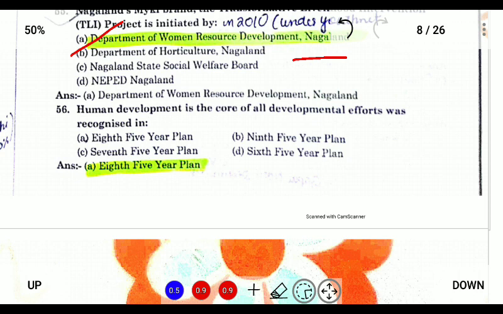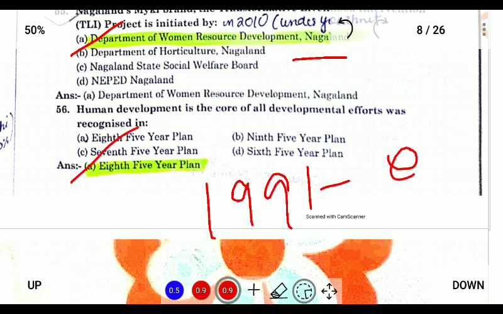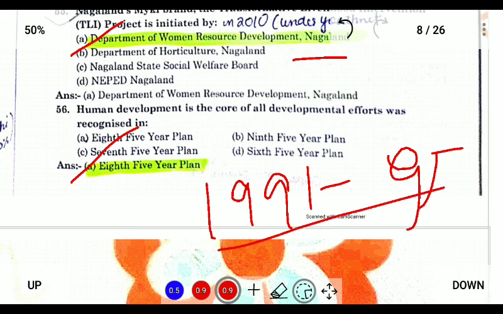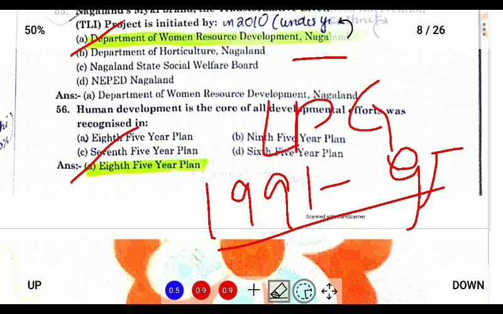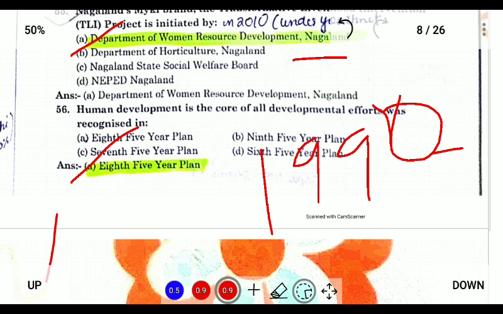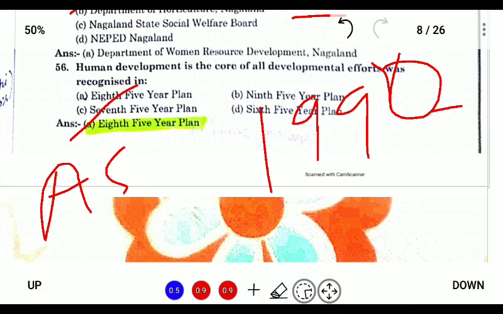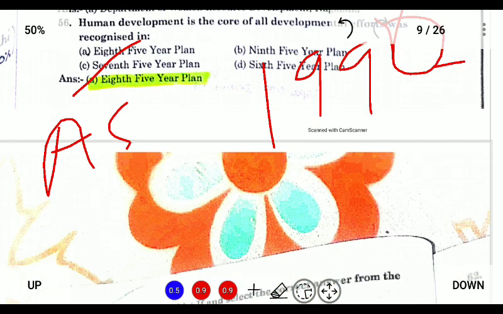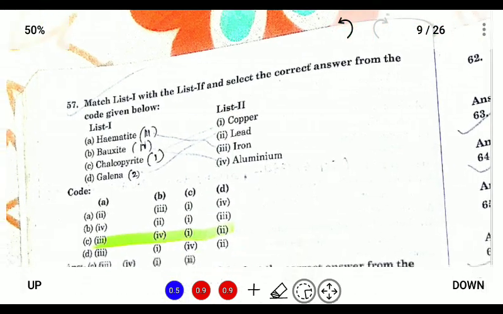Human resource development is the core of all development efforts was recognized in the 8th Five-Year Plan. The 8th Five-Year Plan ran from 1991 to 95, and it was started during the LPG movement, and also when the Human Development Index was first started in 1990 by Mehboob ul Haq and Sir Amartya Sen. As a result, human development is the core of all development efforts. It was started in the 8th Five-Year Plan. So look at the date and we can analyze it.